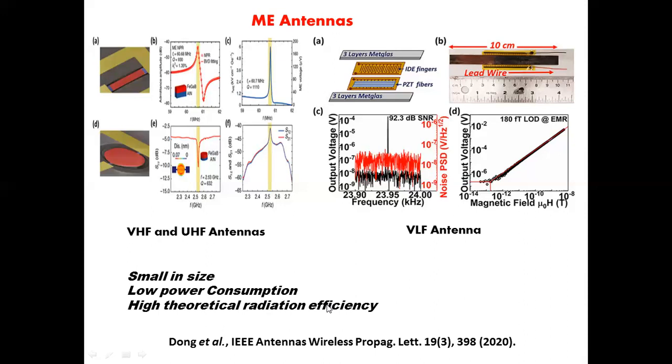The radiation efficiency of an antenna is very, very important. That decides whether the antenna can be used or not. So the antenna should have high theoretical radiation efficiency. This high theoretical radiation efficiency is achieved in the case of these ME materials antennas, ME antennas. So this is another big application of ME materials.